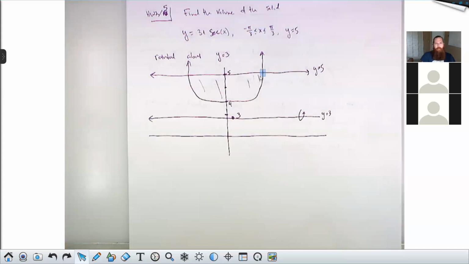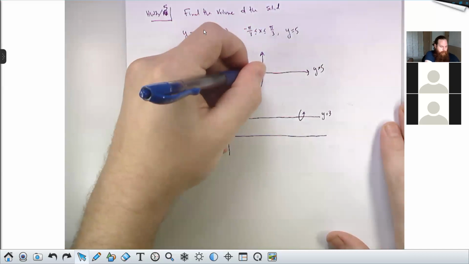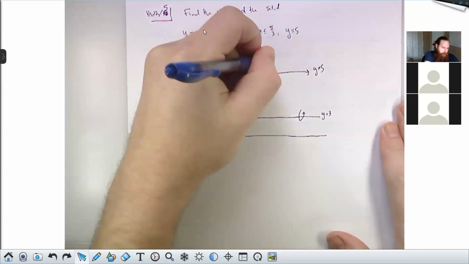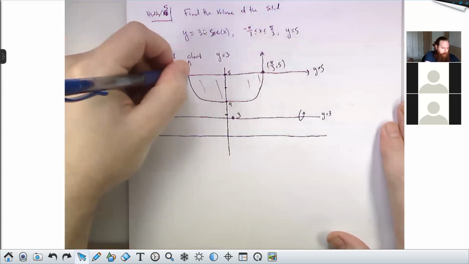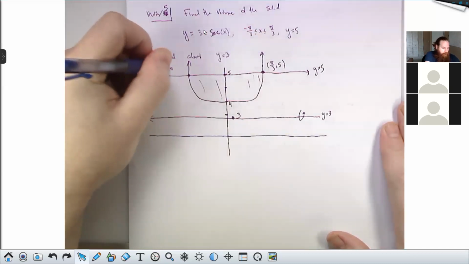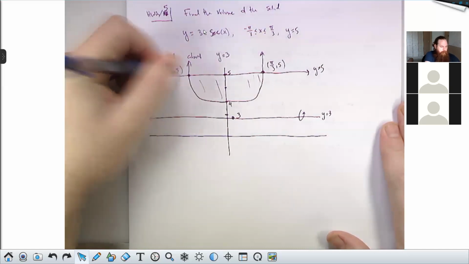And again, I suspect that they're just saving you the time of solving for these intersection points, just like in the previous problem. If you set 3 plus secant x equal to 5 to find those intersection points, that's the same as saying secant x equals 2. And that is at negative pi over 3 and pi over 3. So this point right here is pi over 3 comma 5. And this point right here is negative pi over 3 comma 5.